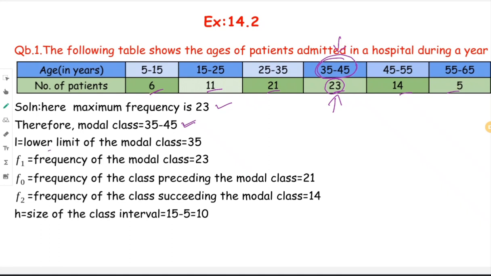Now let's find L. What is L? Lower limit of the modal class. The modal class is from 35 to 45. So this is the lower, this is the upper class limit. So L is the lower, which means 35. You can see here I've written 35.